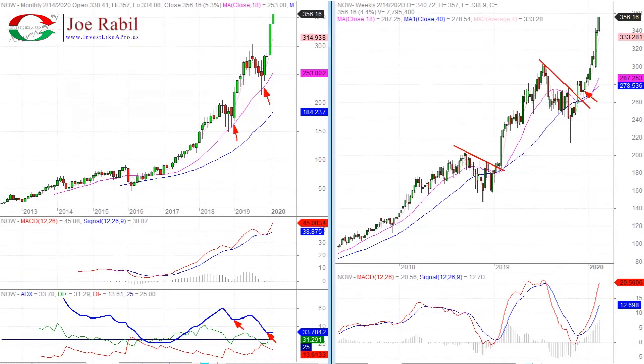So this is ServiceNow, NOW is the symbol. Notice how the ADX line here holds. And again, this is like in the 50s. And you got really good support from the 18-month. And then it did it again a little while later. But notice how the ADX line is lower than it was back here. Now, a lot of people, I think, would look at this and say, hey, I've got divergence, okay?